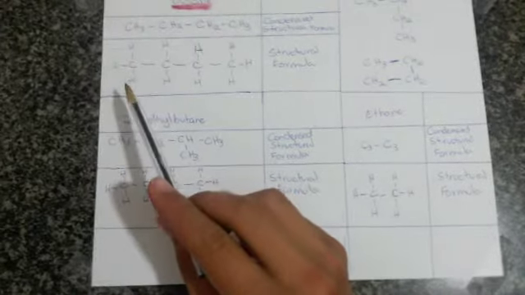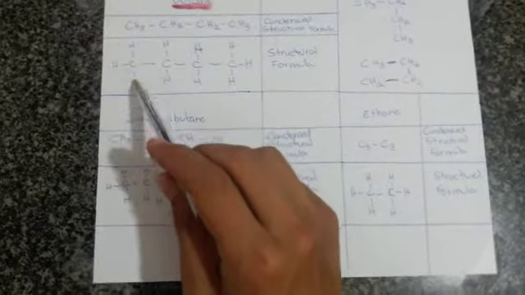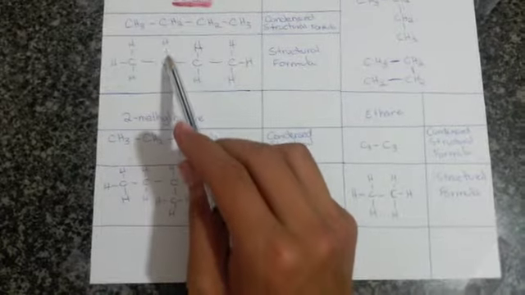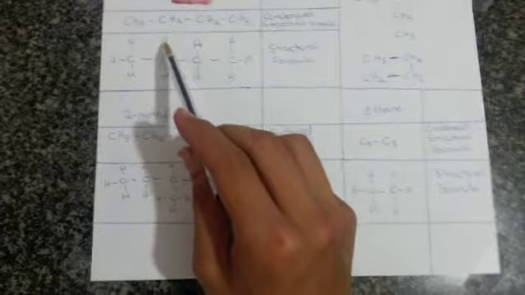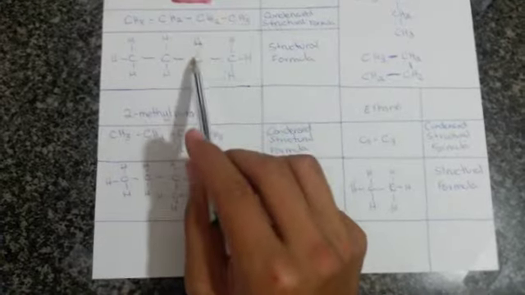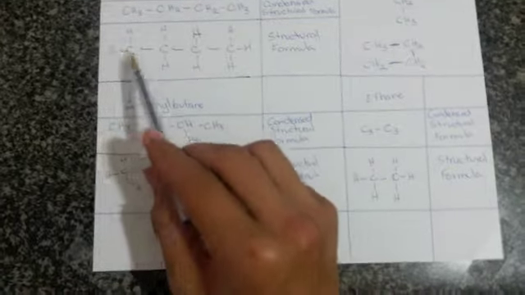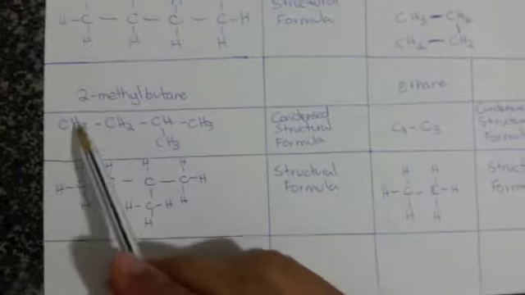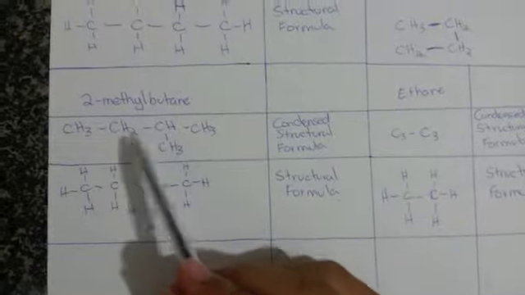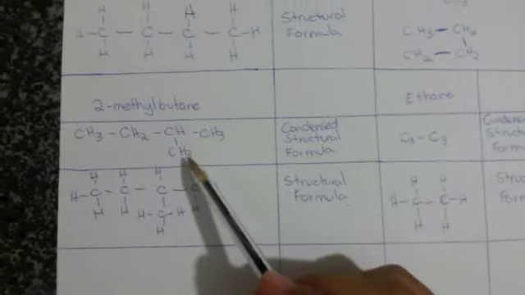In the structural formula, you have the carbon with 3 hydrogens and the next carbon with 2, because it already has 1 with the other carbon and 1 with the other carbon. Same with this one, and this one is the same as the first one. This is how you do a structural formula, and I'm going to show you another example, which is 2-methylbutane. In this one you have CH3, CH2, CH, CH3, and CH3.